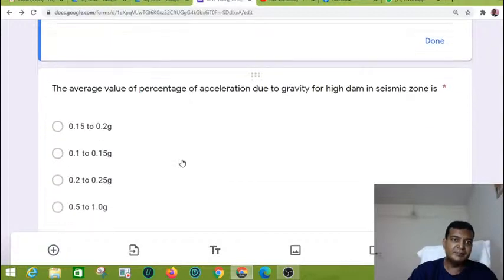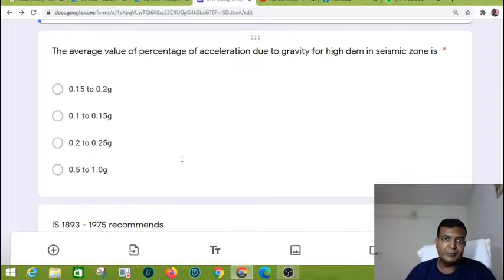Next objective is the average value of percentage of acceleration due to gravity for high dam in seismic zone is. 0.1 to 0.15 is the right answer. Remaining all are wrong. 0.1 to 0.15 g is the right answer.